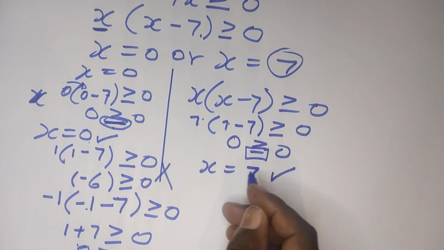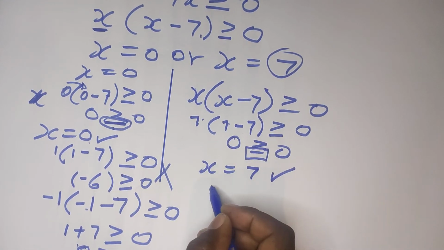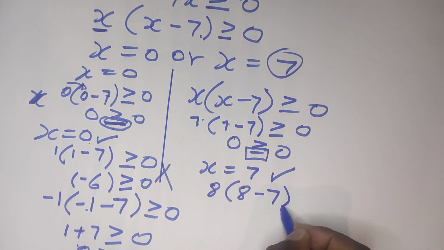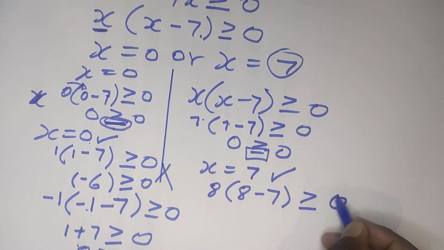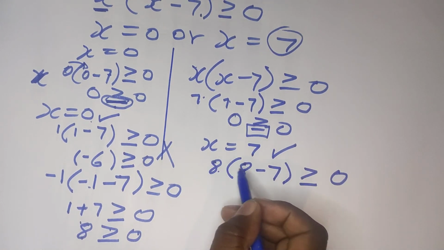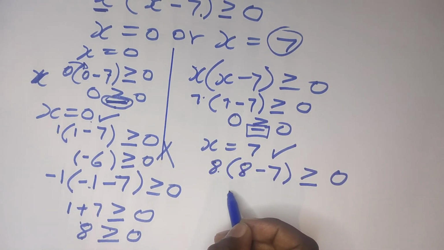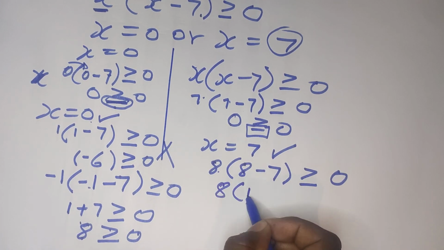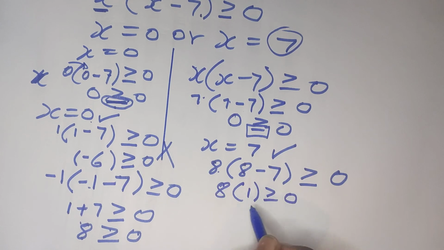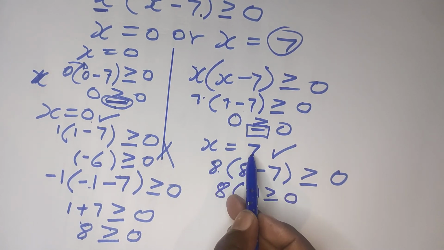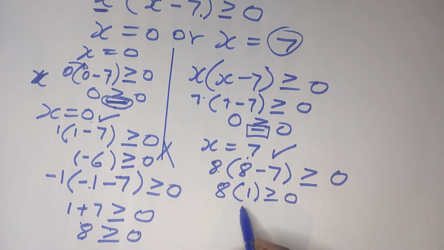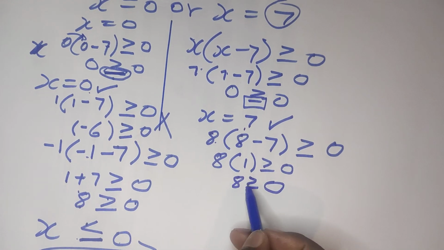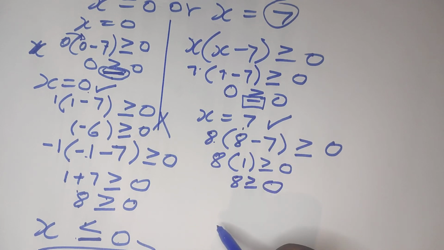Let's look at the second solution. Let's try numbers that are greater than 7, like 8. So 8 into 8 minus 7 is greater or equal to 0. Just simplify the bracket there: 8 into 1, which is 8, greater or equal to 0. Now we find that if we substitute a value that is greater than 7, like 8, it is greater than 0, so it supports the equation.